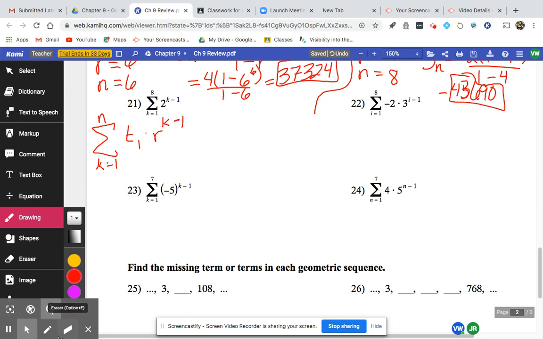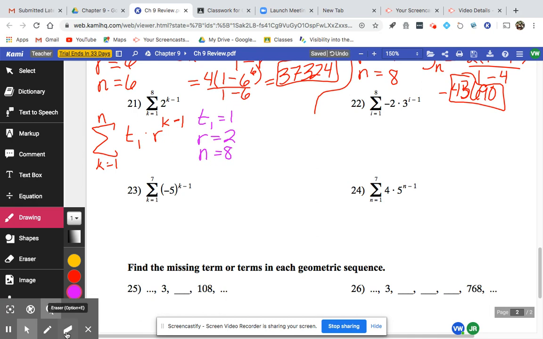So knowing that, we compared what I wrote in red to number 21, and we can kind of fish out the information that we need. Now, there's a number in front of that too. It's understood to be 1. So my first term, therefore, is 1. My rate would be 2, and n would be 8.